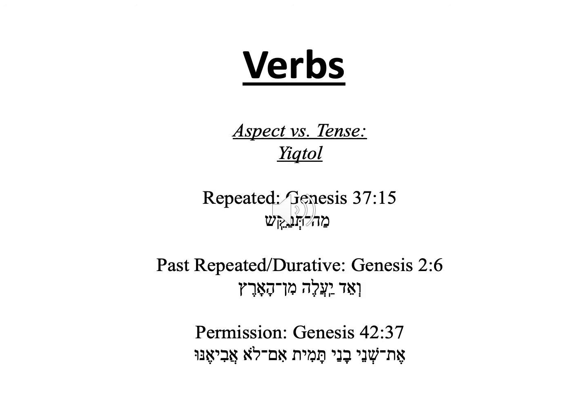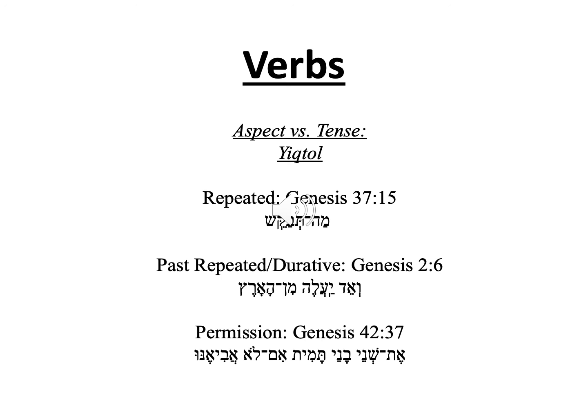The imperfect can also be used to indicate repeated, non-ongoing action, such as Genesis 37:15, where Joseph looked several times, looking in different places for his brothers. What are you looking for? Ma tabakash. As somebody asks him, what are you looking for? He's looking for his brothers, repeatedly, in different cities.